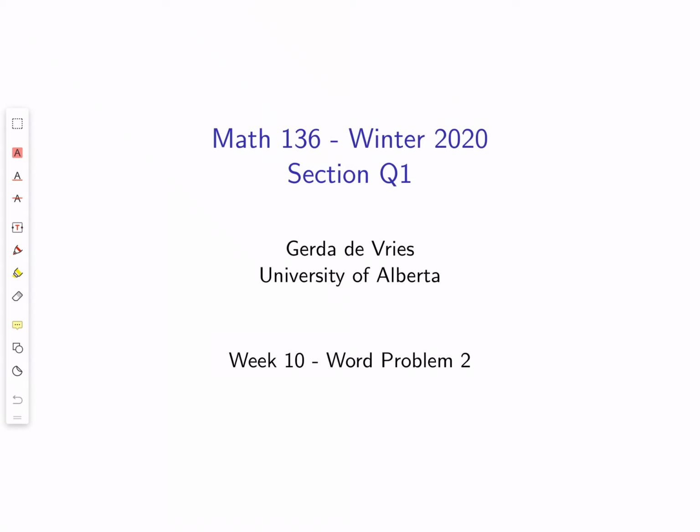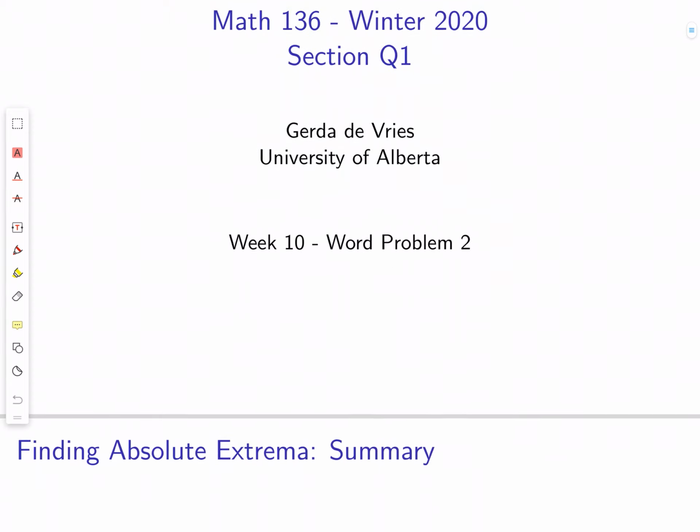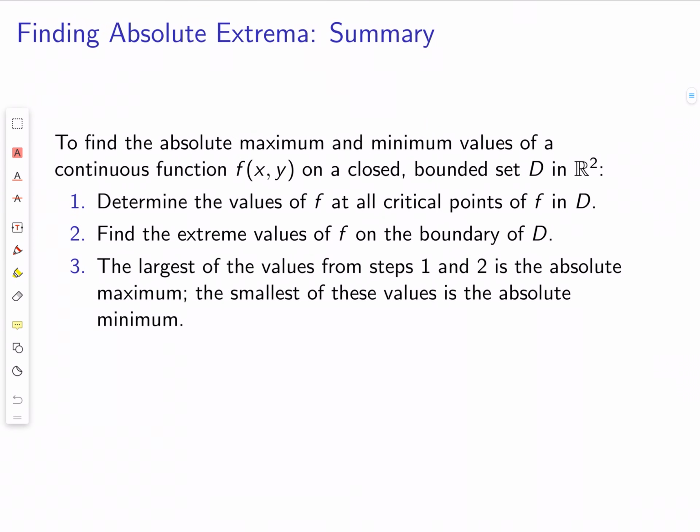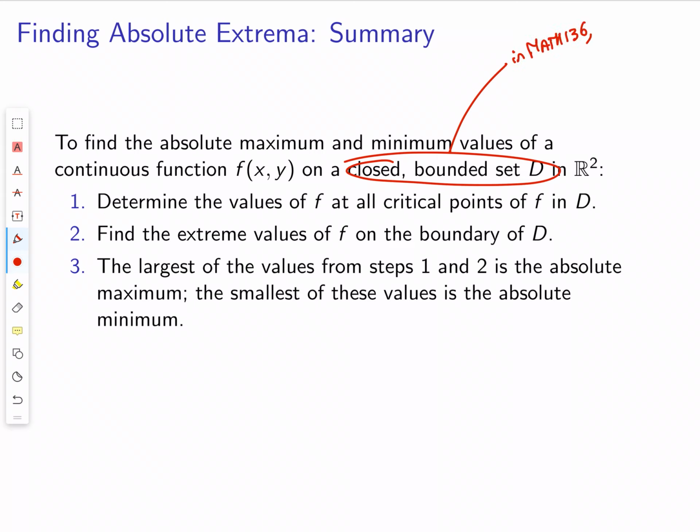I promised you a word problem where we have to find an absolute max or min in the context of a biological application. Before we go there, I want to show you again one very familiar slide by now: we're finding an absolute max or min for a function of two variables on a closed bounded set. And in Math 136, these sets are restricted to rectangles and triangles.